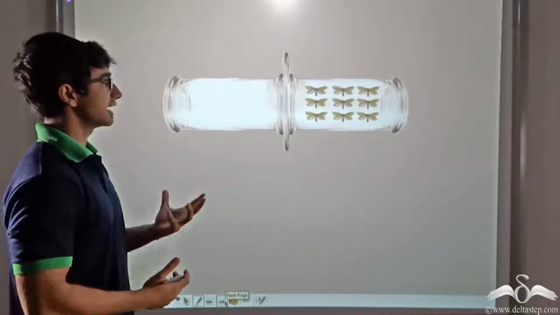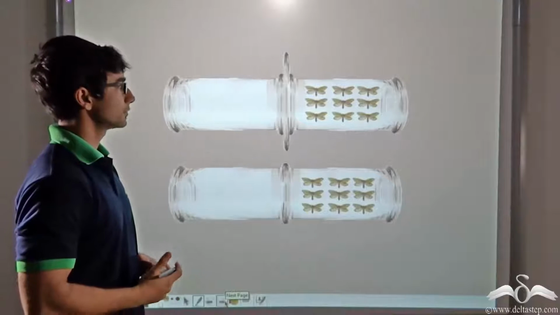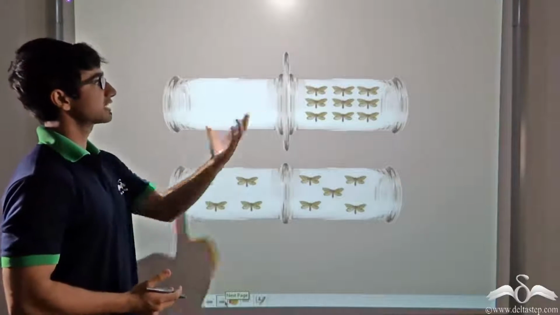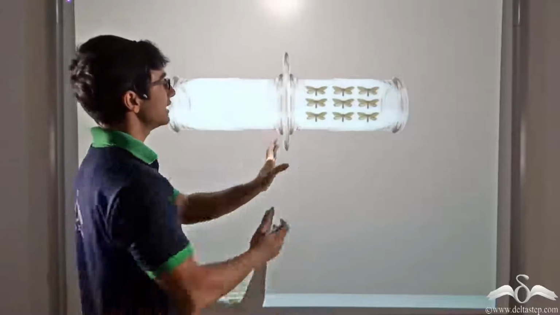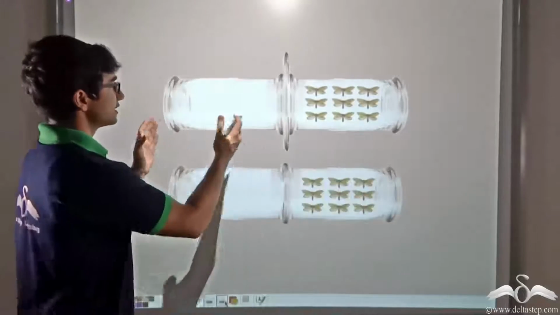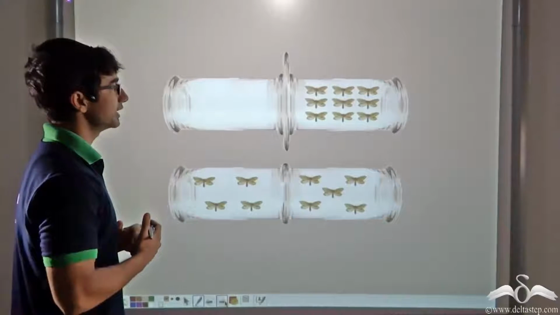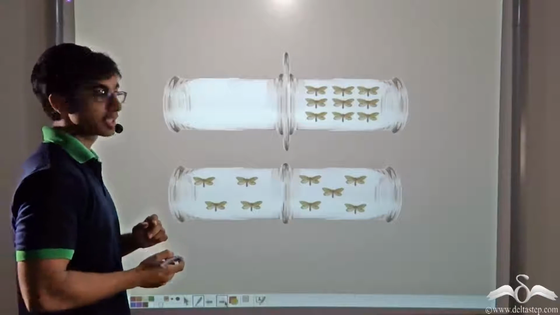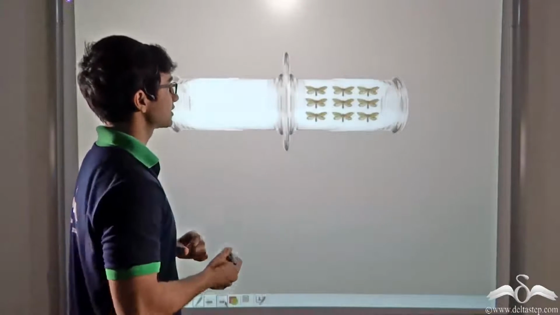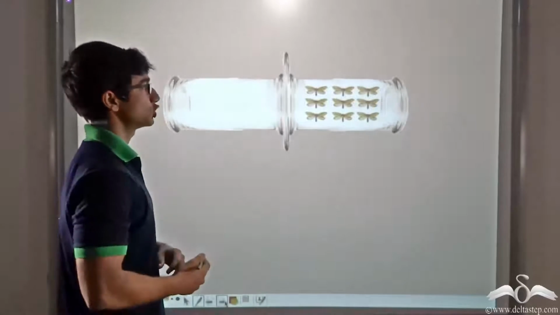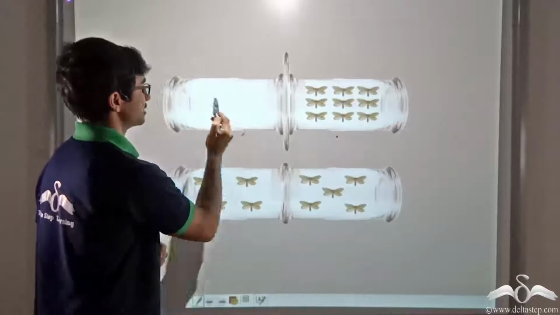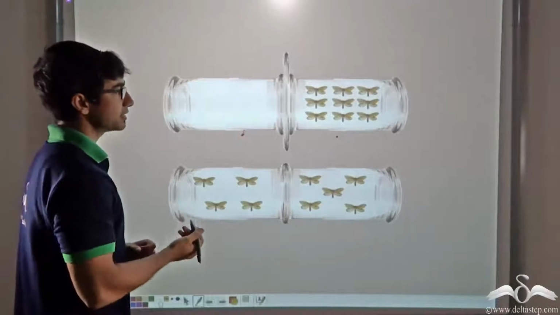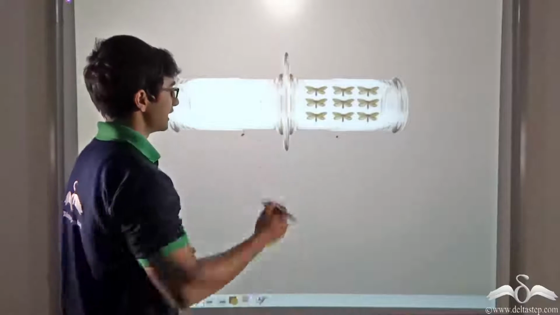Now consider this animation. Over here, you will find that in the first case, a number of flies are taken and kept in this jar. The other jar that is kept adjacent to it is absolutely empty. In between the two jars, there is a divider kept so that the flies cannot cross from this jar to this jar. Now we take out the divider.